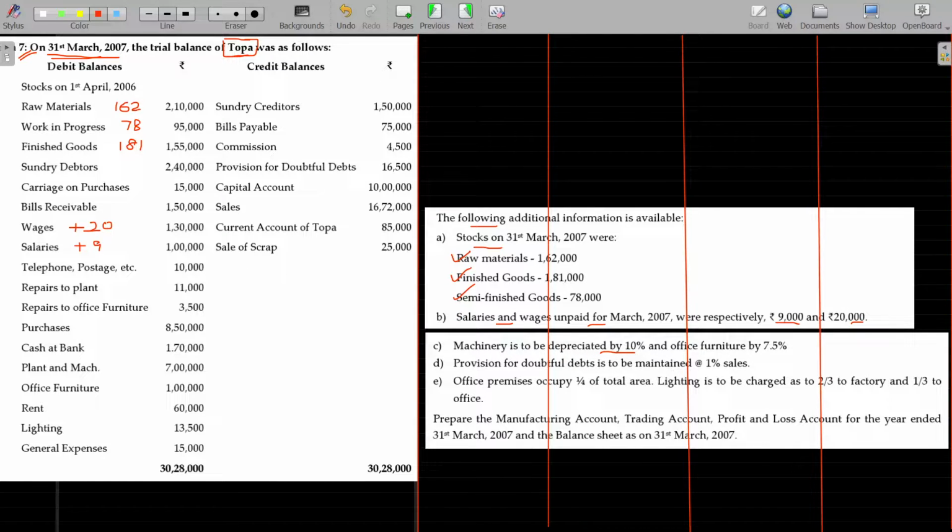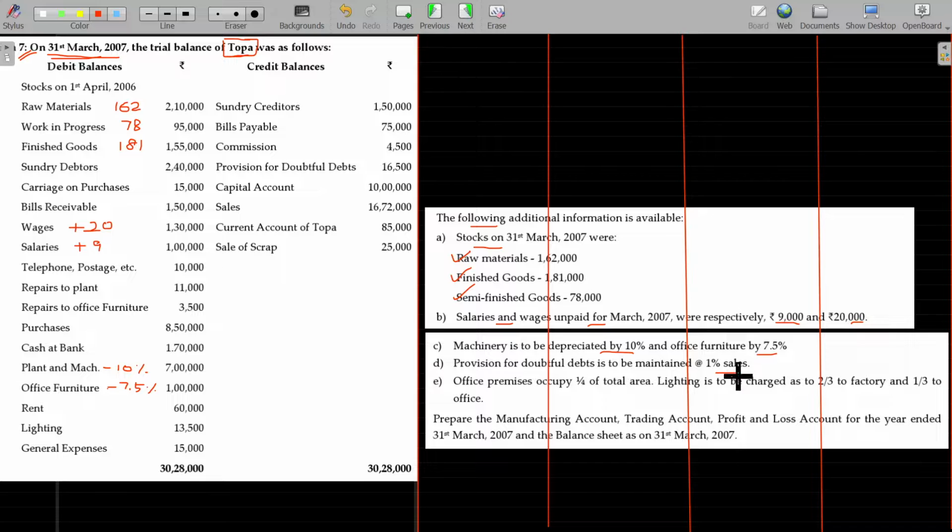Machinery to be depreciated by 10% and office furniture by 7.5%. So the office furniture will be depreciated by 7.5%. Plant and machinery should be depreciated by 10%. I am just marking the adjustments here to make the space available, right?